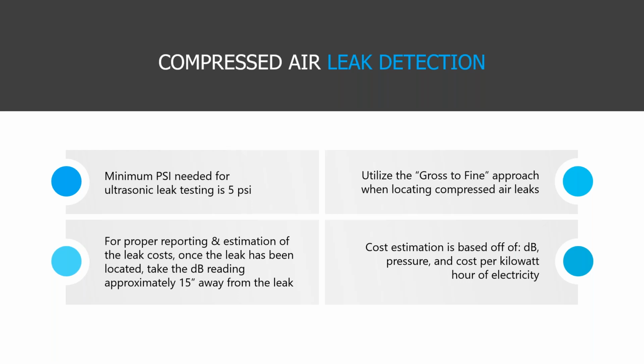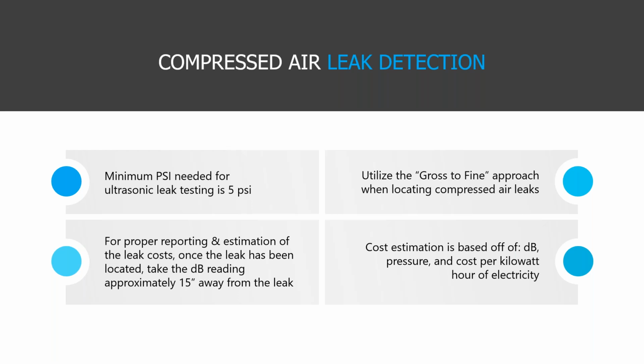If we hear a leak, we want to lower the sensitivity. That narrows the field of view, and we continue to scan in all directions. Eventually we're able to pinpoint exactly where that leak is coming from. So again, we take our field of view from a very broad field and narrow it down to where we're able to pinpoint the leak. We call that the gross to fine approach.